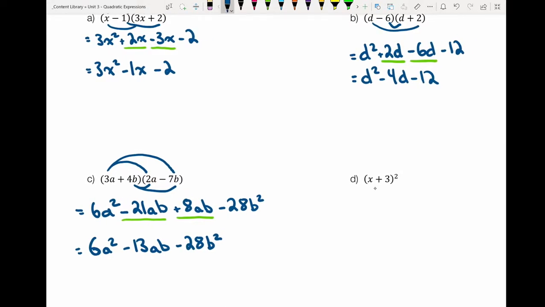D, x plus 3 squared. So here this looks a little different, but we have to recognize that the squared here means multiplied by itself.